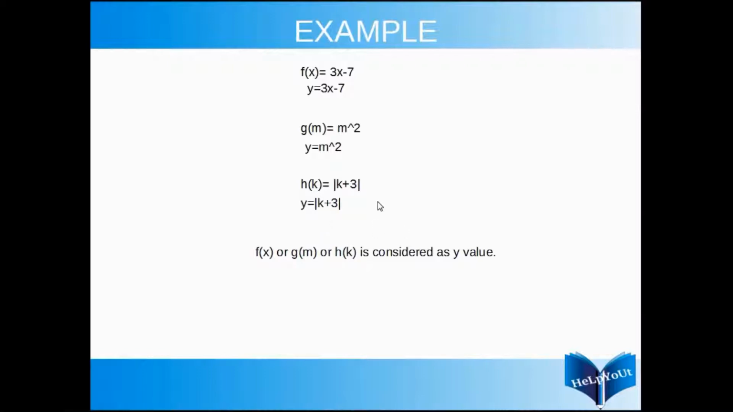Here x or m or k, these are independent variables because they don't depend on any other variables. And y, here or here or here, this is dependent variable because it depended on x or sometimes m or sometimes k. So function should take one value of x to only one value of y. Then only we can call it function.